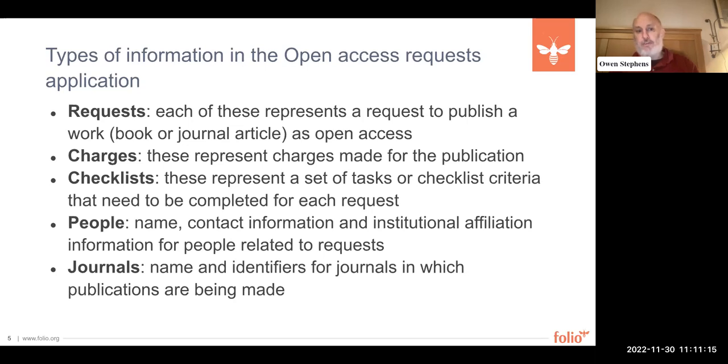And that holds all the other information about what's being published and who's publishing it, or which author is making the request in your institution, or is the corresponding author from your institution. We have charges, which represent any charges made for the publication. So that could be an APC, an article processing charge, or might be some other charge like a colour charge.